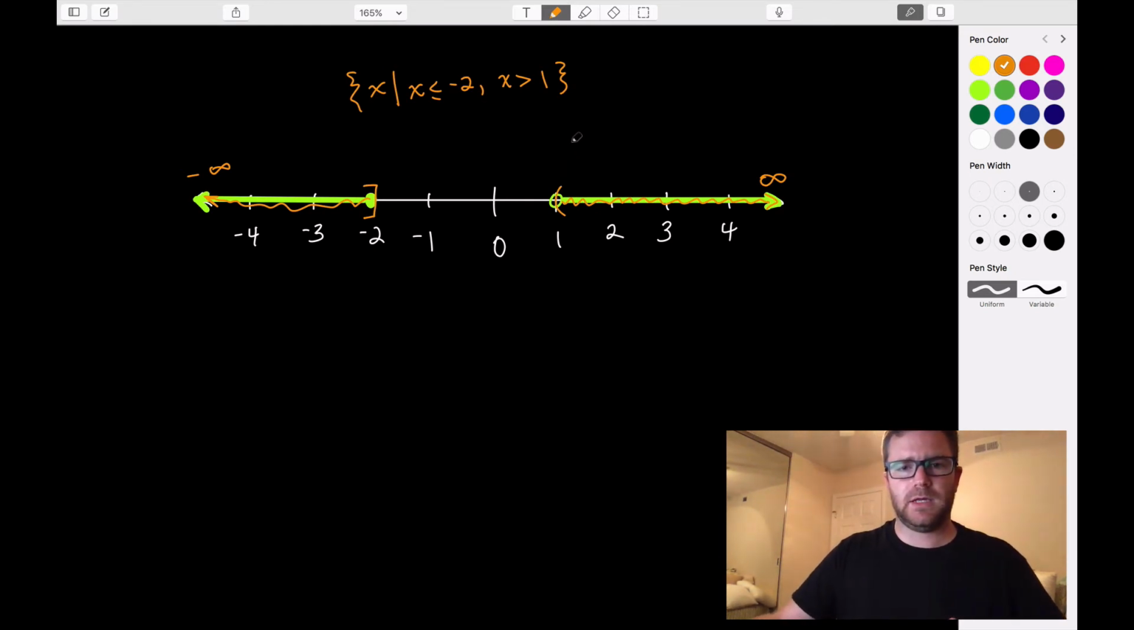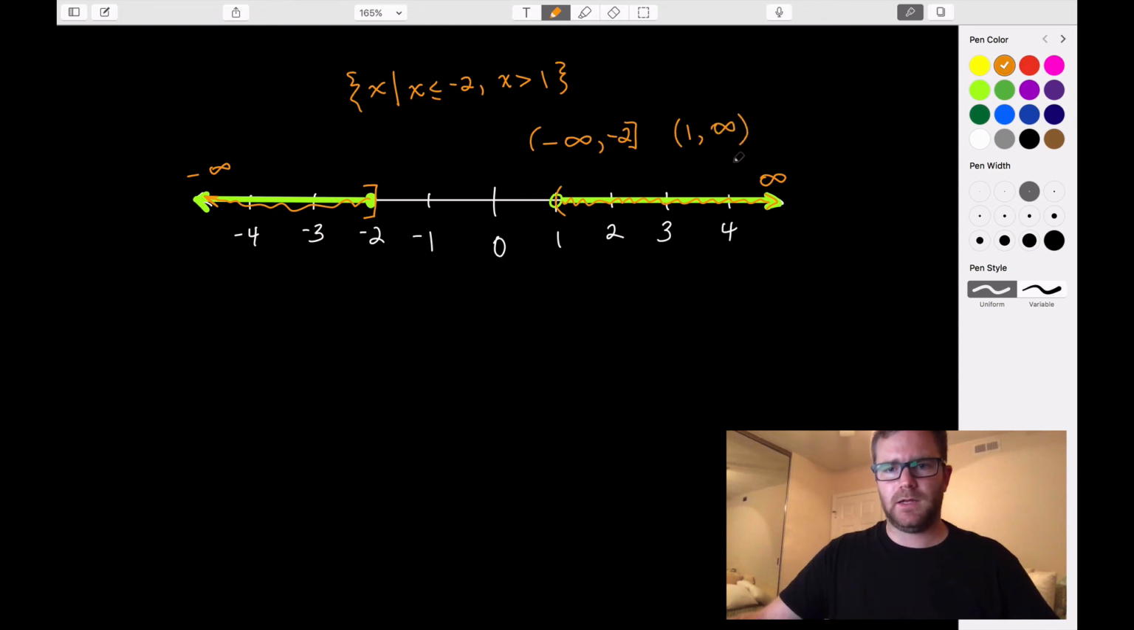So in interval notation, it's going to be from negative infinity. Remember, we use parentheses with infinity. So from negative infinity all the way up to -2. Now we're going to use a bracket here because it's a closed circle, so a bracket. And then we also have this interval here, so from 1 to infinity. But we're not allowed to include 1, so it's from 1 to infinity.